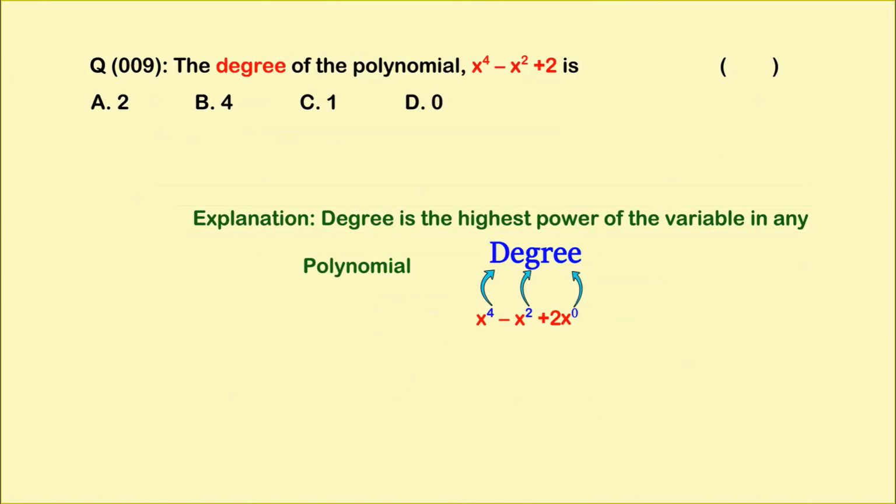Question number 9. The degree of the polynomial x to the power of 4 minus x square plus 2. Degree is the highest power of the variable in a polynomial. So by observing this polynomial, the first term has the exponent 4, the second term has exponent 2 and the third term has exponent 0. So the highest exponent is 4. So the highest power is 4. So the right answer is 4. So option B is the right answer.